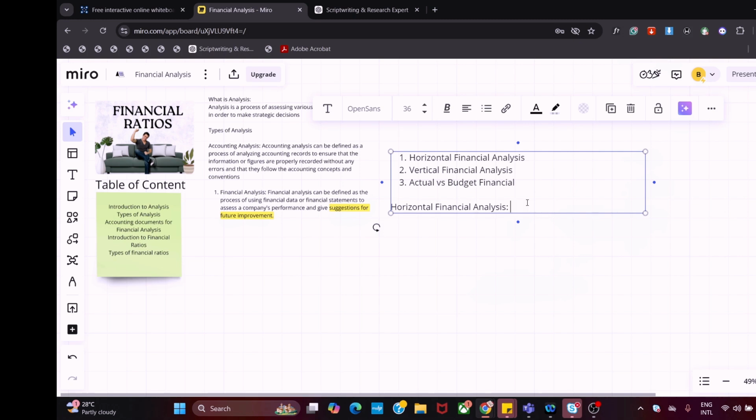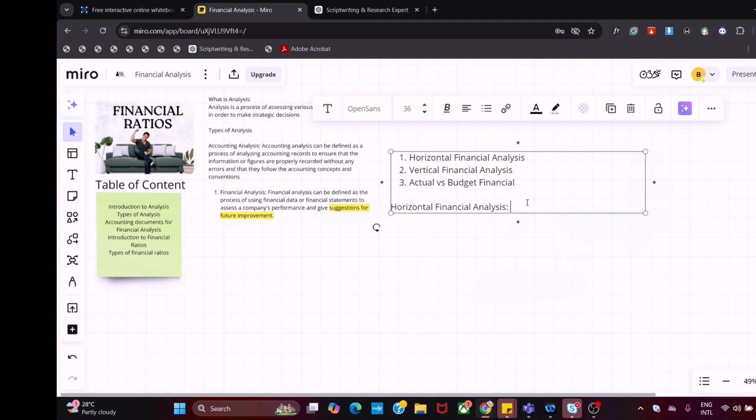So this is what horizontal financial analysis is all about. It involves the process of comparing or analyzing the financial statements of a company over a long period of time. It helps the company to understand their standing, to notice trends, maybe to notice when customers are patronizing them more, when customers are patronizing them less. So this is what horizontal financial analysis is all about.